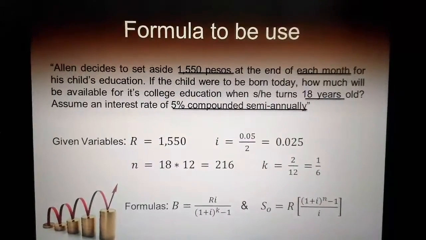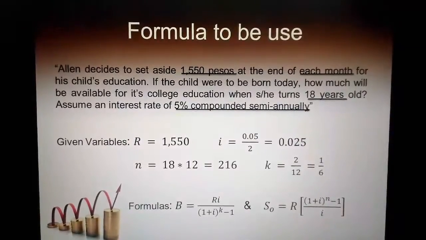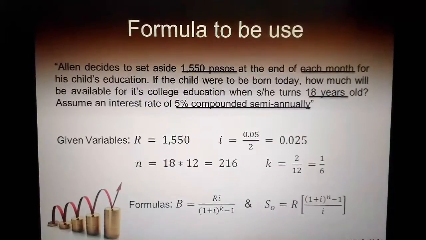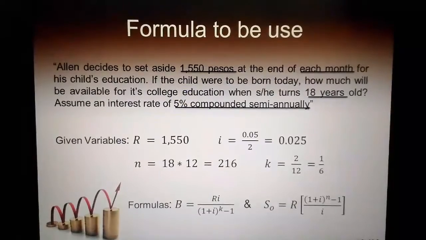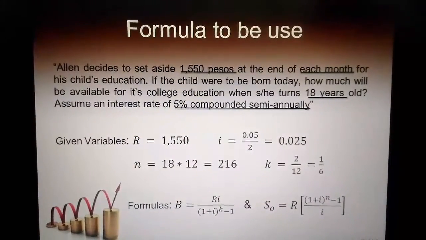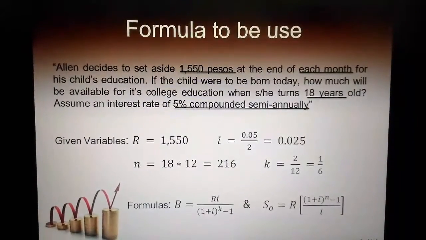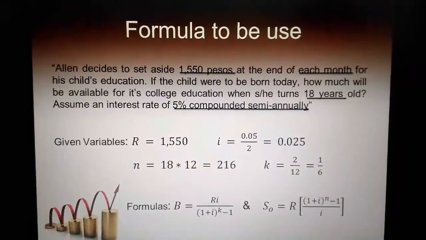For our formulas for ordinary general annuity, B is equal to Ri divided by the quantity of 1 plus I raised to the power of K minus 1. And for the future value of ordinary simple annuity, S is equal to R multiplied by the quantity of 1 plus I raised to the power of N minus 1 over I.